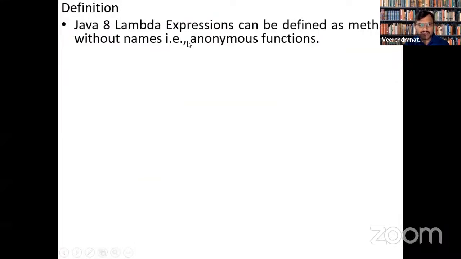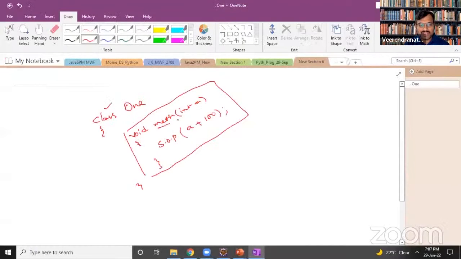But what I'm saying here is that Java 8 Lambda expressions can be defined as methods without names. So this is the name of the method, literally. So basically, what is a method? A method is something which is doing some functionality.